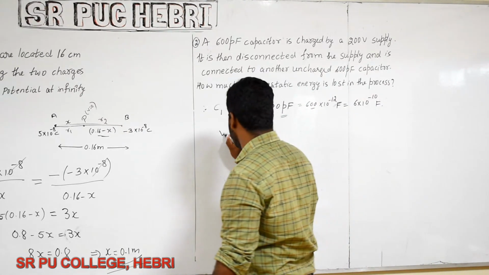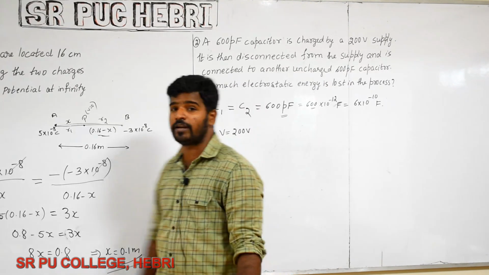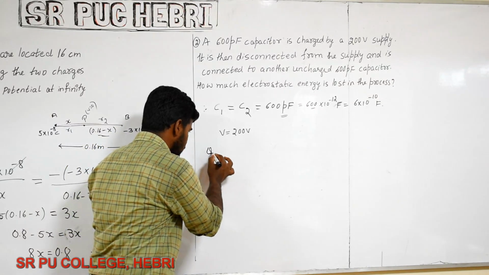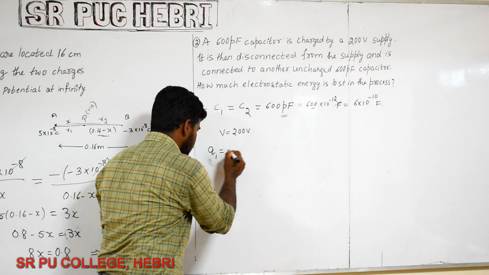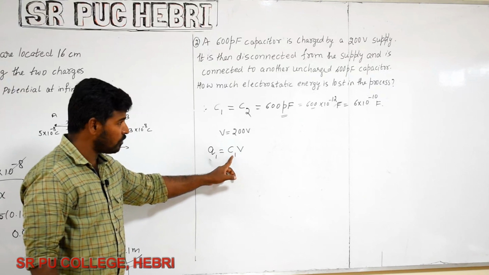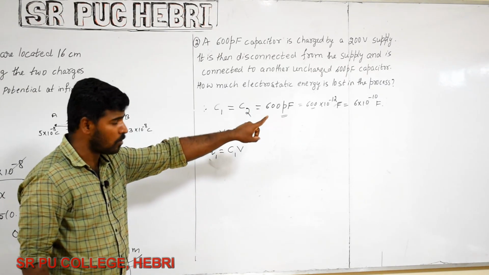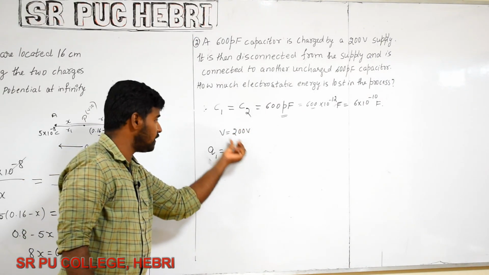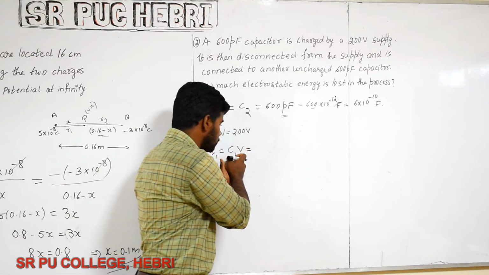Then the initial condition they are given. The capacitor C1 is charged by 200 volt supply. That is the reason why the capacitor begins to charge. That charge, how do I write it? Q1 is equal to C1 times V. Is the value of C1 given? Yes, it is given. What is the value of C1? 6 into 10 raised to the power minus 10. Is the value of V given? V is nothing but the potential difference. What is the potential difference? 200 volt.